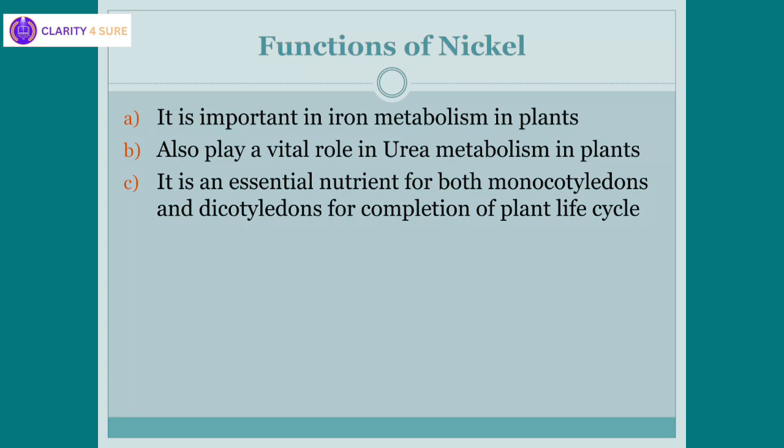Nickel is very important in iron metabolism in plants. It also plays a vital role in urea metabolism in plants. It is an essential nutrient for monocotyledons and dicotyledons for completion of plant life cycle.